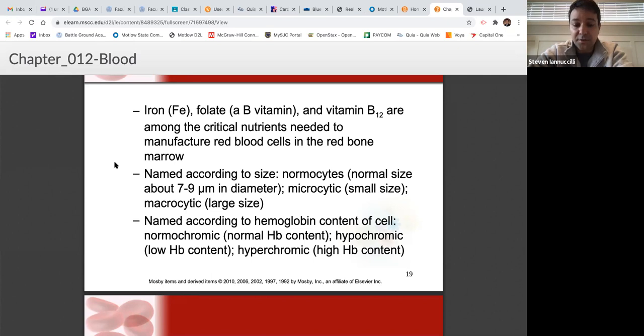That's because you don't have these cells to carry around oxygen. That's what they do, right? They carry oxygen around. And if you don't have the cells that carry oxygen around, then you're not getting the oxygen that you need. So you're going to feel tired. If you don't have enough oxygen, that means you're not producing enough energy through cellular respiration, because that's what the oxygen is used for. So you might want to make sure you get those in your diet.